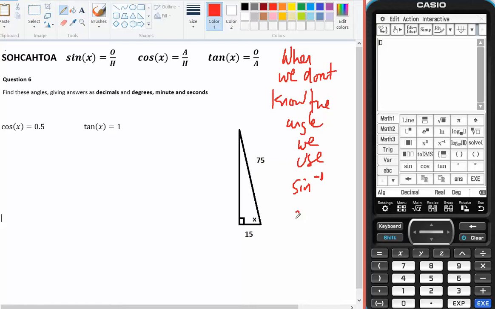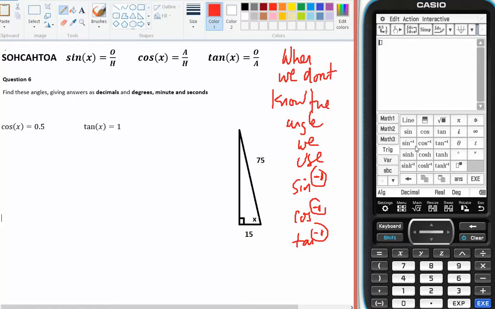We don't use cos, but we use the inverse cos, and we don't use tan, we use the inverse tan. The inverse is designated by this small little -1. And when I go into trig on the ClassPad, you'll notice that there's sine, and here is the inverse sine. Here's cos, and here is the inverse cos, and there's tan, and there is the inverse tan. So if I know the angle, I use sine, cos, or tan. If I'm looking for the angle, I use the inverse sine, inverse cos, inverse tan.